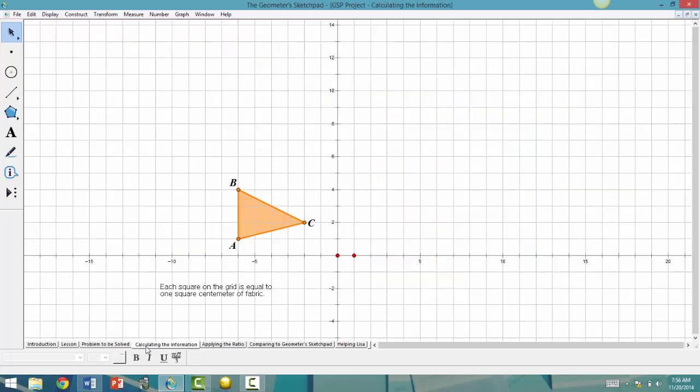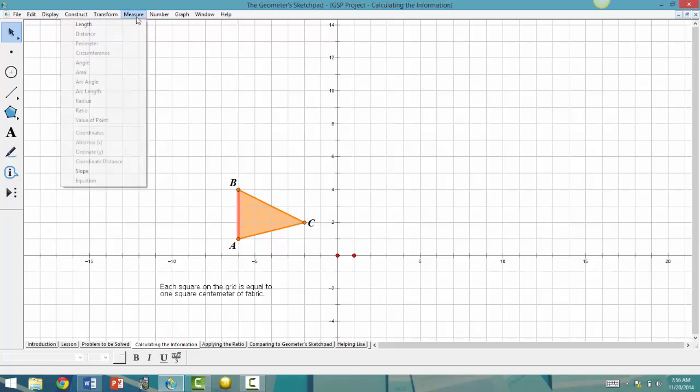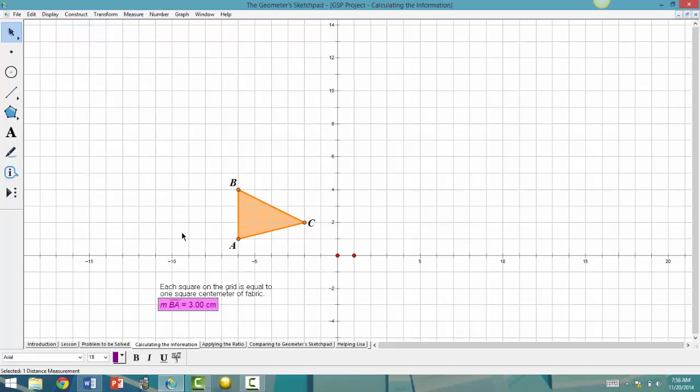So now we're going to calculate the information that we'll need, and we are going to use the handy tools that Geometer Sketchpad has already placed for us, the measure tools that they already have. So to do this, you're going to click on one of the side lengths of the triangle. So we'll start with side length AB. We're going to go up to measure and click length. Just to make this easier to view, I'm going to bring this over here. And you can see that side length BA is 3 centimeters long.